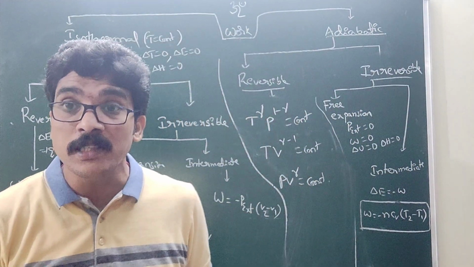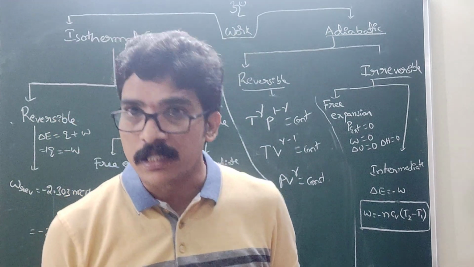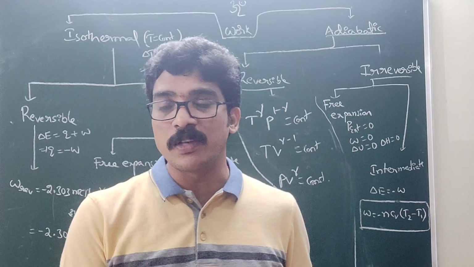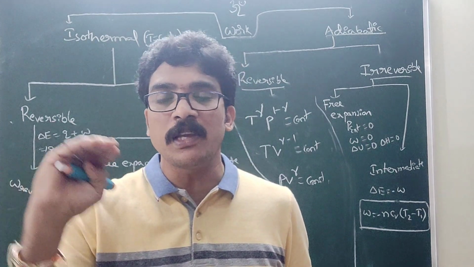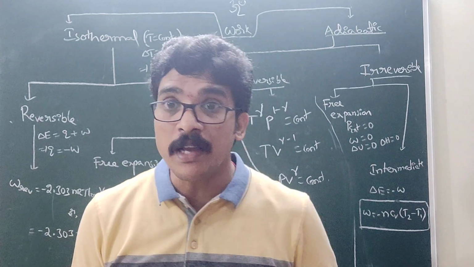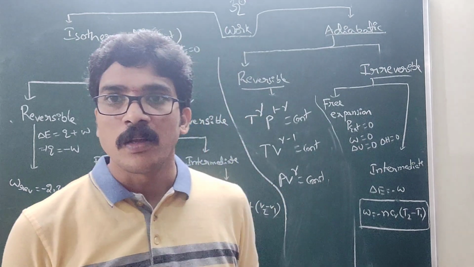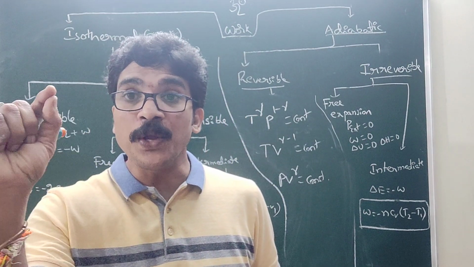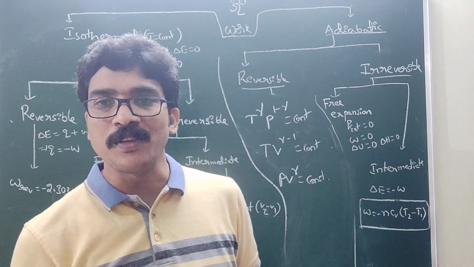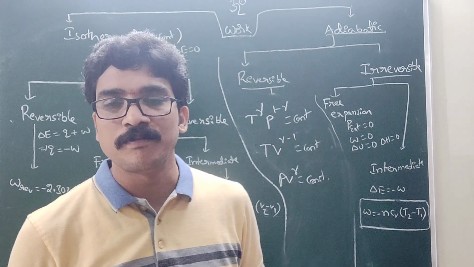Now, very important, how can you find gamma? Gamma is nothing but Cp by Cv. This value changes from gas to gas. For all monoatomic gases, gamma is equal to 5 by 3. 3 by 2 R is the Cv value, Cp value is 5 by 2 R, so Cp by Cv is 5 by 3.